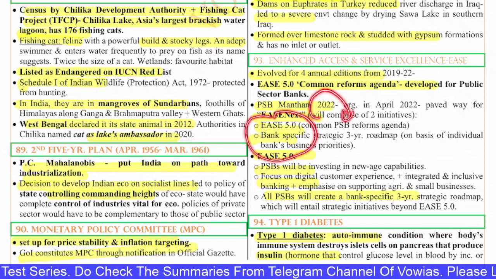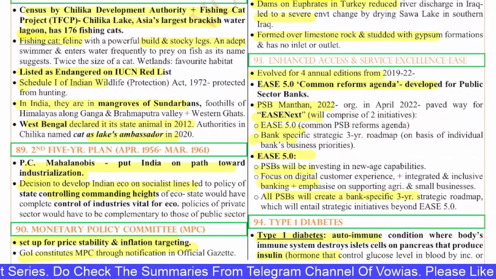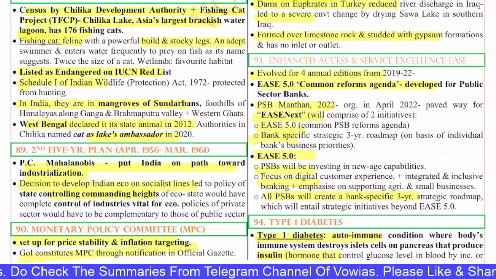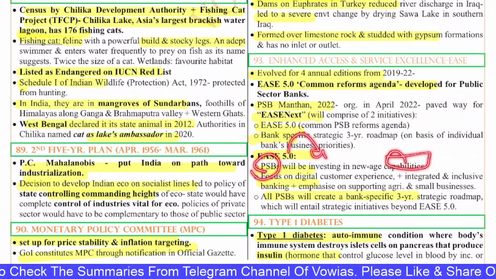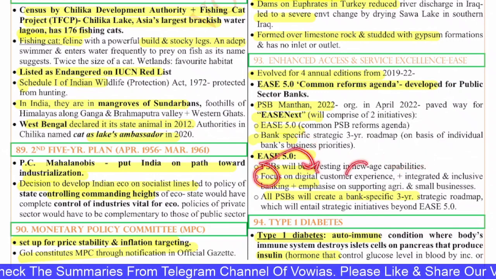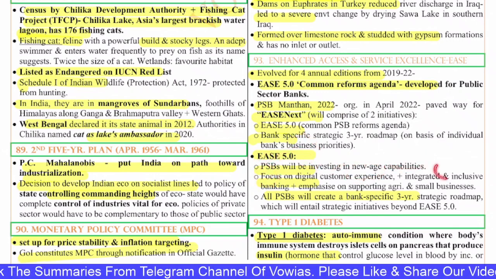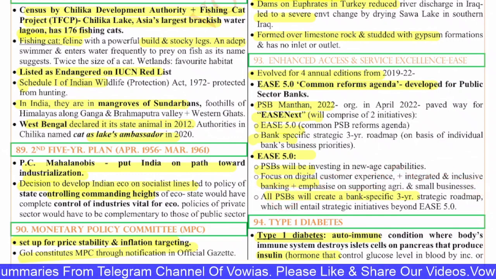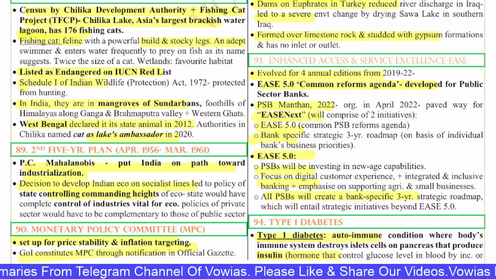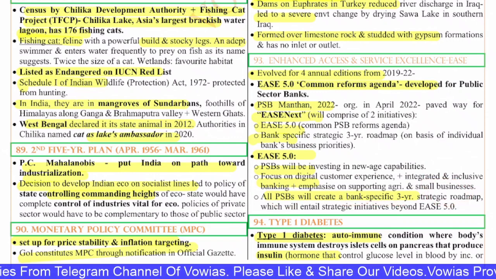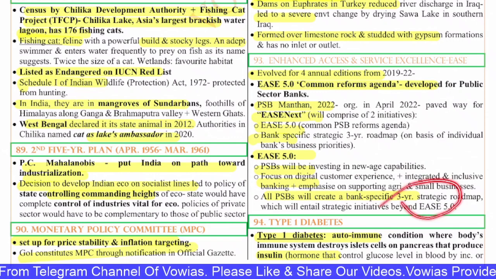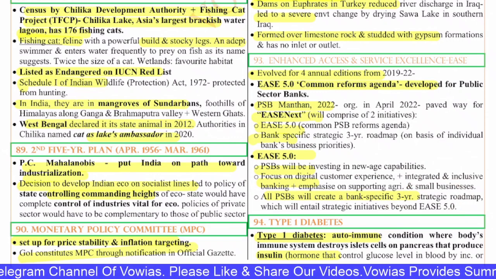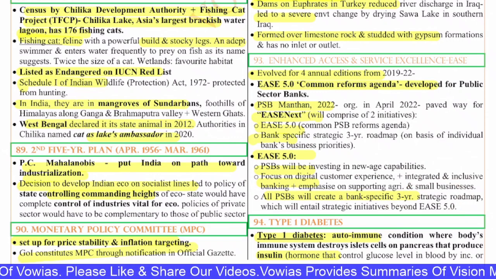Bank specific strategy for 3 years, and the roadmap on the basis of individual banks' business priorities. EASE 5.0 is where the PSBs will be investing in new age capabilities, with a focus on digital consumer experience, plus integrating inclusive banking, with emphasis on supporting agriculture and small business. All PSBs will create a bank specific strategic roadmap for 3 years, which will entail strategic initiatives beyond EASE 5.0. So remember, what is EASE? That will be a simple question. This is basically the reforms for the banks, PSB reforms.